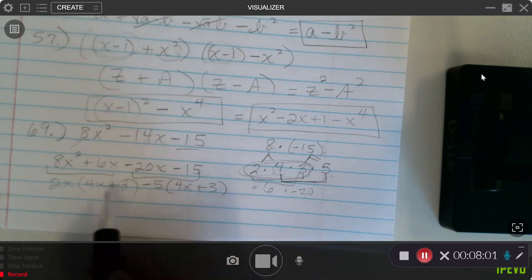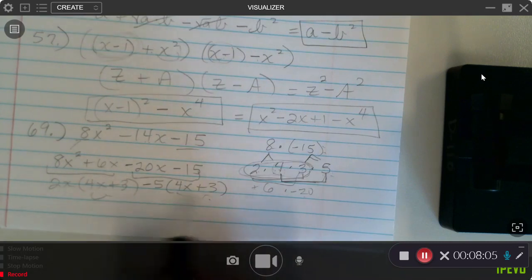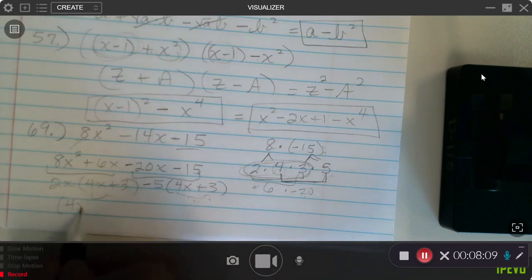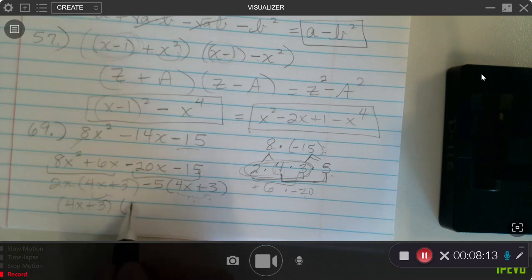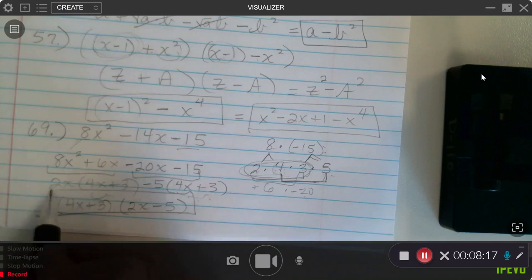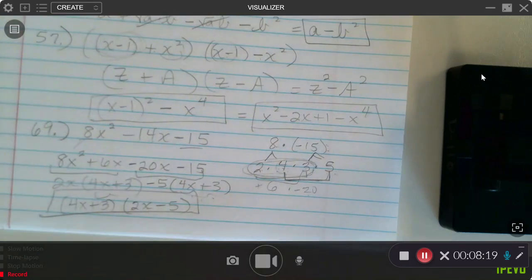And then it's just magical because those match, right? That's a common blob. Pull out that 4x plus 3. And what's left? 2x minus 5 is left. That's by far the toughest one to me so far.